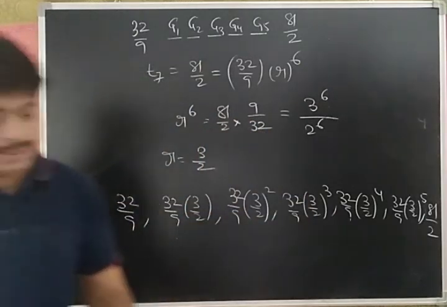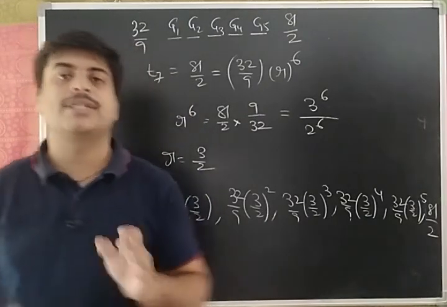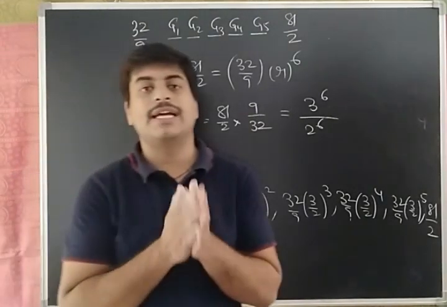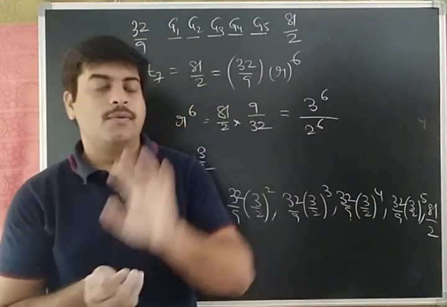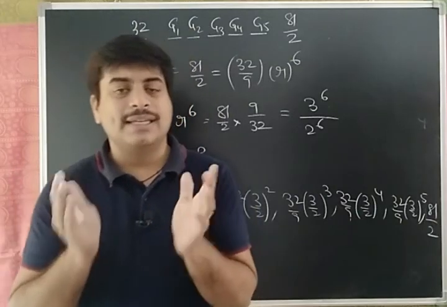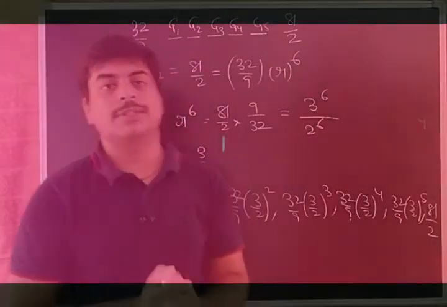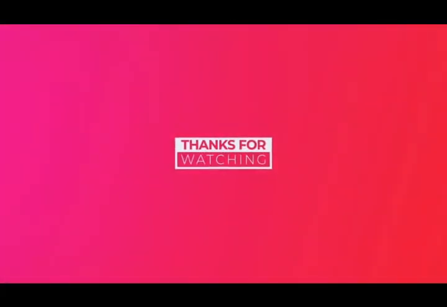So this is about geometric means. We'll stop here. In the next lecture, we will see what is the relation between arithmetic mean and geometric mean. We have discussed arithmetic mean, AM. We also discussed geometric mean, but is there any relation between these two? That we will see in the next lecture. So thank you so much.